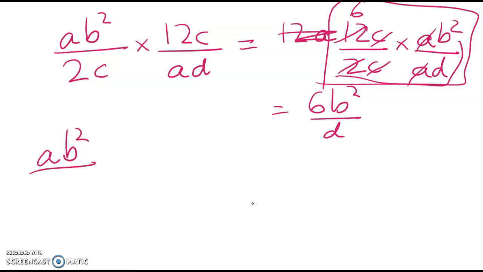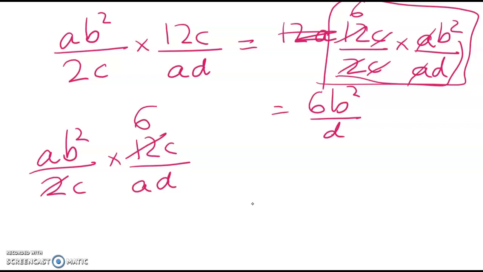We've got ab squared over 2c times 12c over ad. Well, we will look first at the numbers and we see 12 divided by 2 gives me 6. So we write 6 like that. Then we work alphabetically. We've got an a here and an a here. A divided by a is 1. C divided by c is 1. So that gets me to 6bd squared over d.